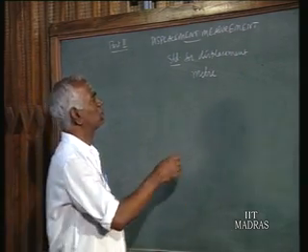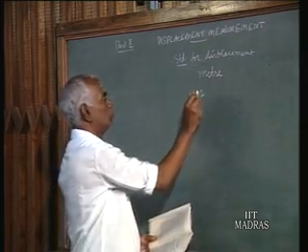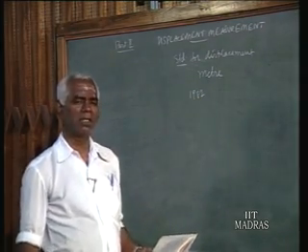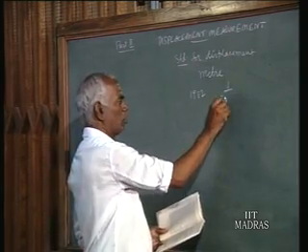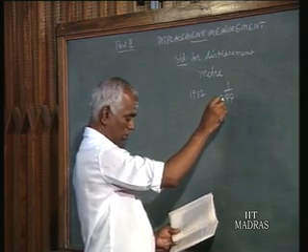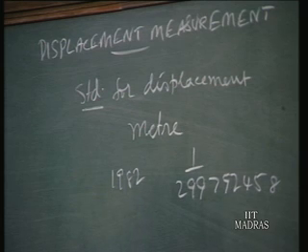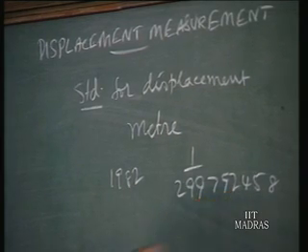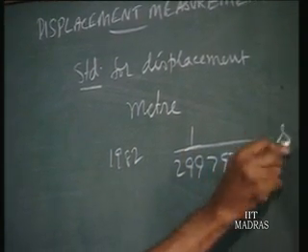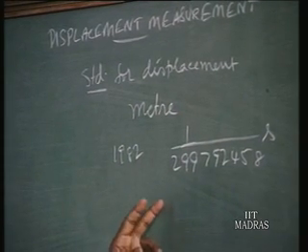Now the latest standard, accepted in the year 1982, is the distance travelled by light in vacuum in a duration of 1 over 299,792,458 of a second, more or less 3 into 10 to the power of 10. That is the velocity of light, so many meters. So 1 over this number in that second, whatever distance is travelled by the light in vacuum, that is taken as 1 meter.